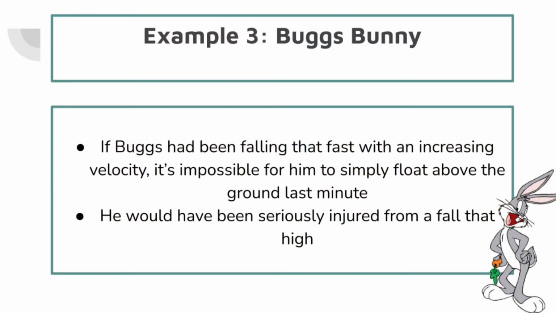If Bugs Bunny had been falling that fast with an increasing velocity and a constant 9.8 meters per second, including gravity, it's impossible for him to simply float above the ground last minute. He would have sustained serious injuries to himself and his partner.